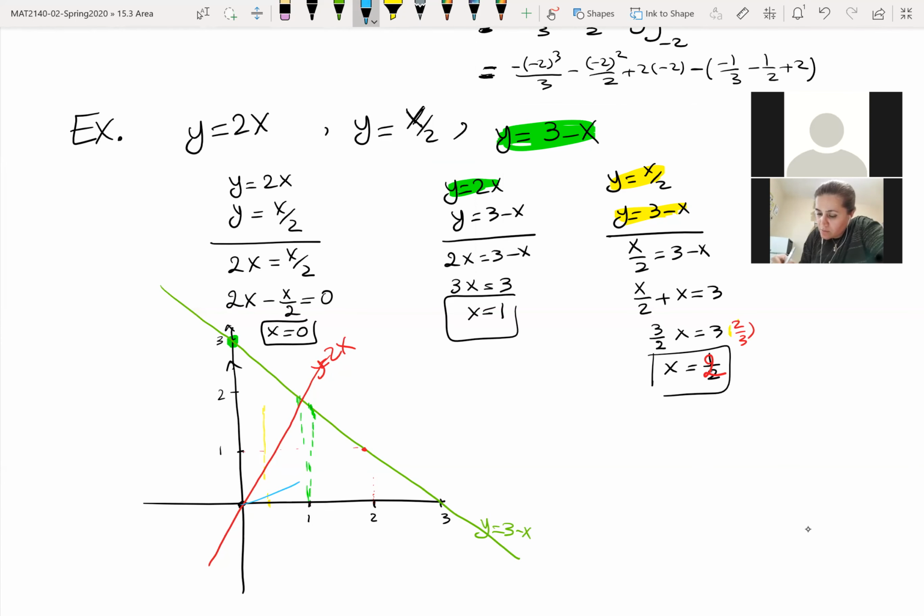This is going to be, which one? y equals x divided by 2. Okay, so since that was the goal, this is very similar to one of the problems on your worksheet.